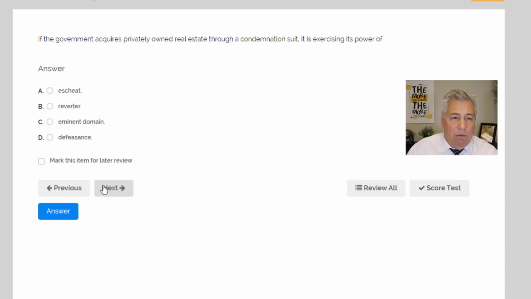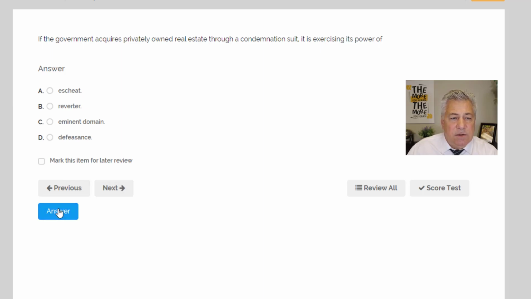Exam prep question number 12. If the government acquires privately owned real estate through a condemnation suit, it is exercising its power of A, escheat, B, reverter, C, eminent domain, and D, defeasance.